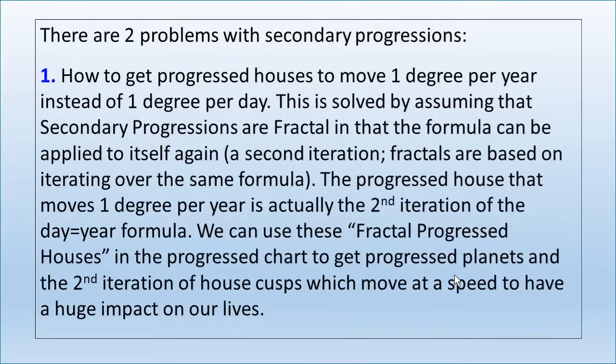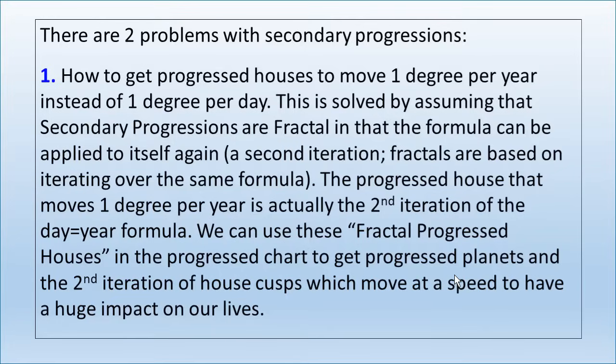Okay, so there are two problems with secondary progressions. One that we've been talking about is how do we get the house cusps to move 1 degree a year instead of 1 degree a day? And as I explained, that's been solved. We can do that by assuming that astrology is fractal. I mean, it's pretty obvious that it is if you're a vibrational astrologer anyway. And we say as above, so below. That's already a fractal statement. And we just apply the fractal idea of iteration.